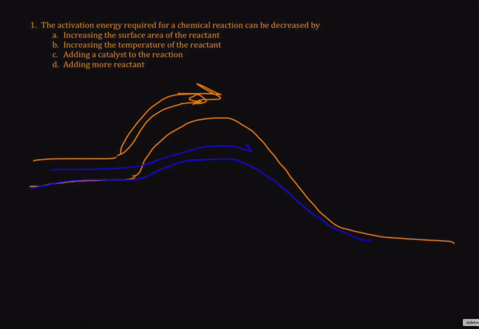Now it's much easier for the reaction to go ahead because the hill that the reactants have to get over to proceed is much lower. So the answer here is a catalyst. A catalyst is a substance that lowers the activation energy of a reaction without being consumed as part of the reaction.